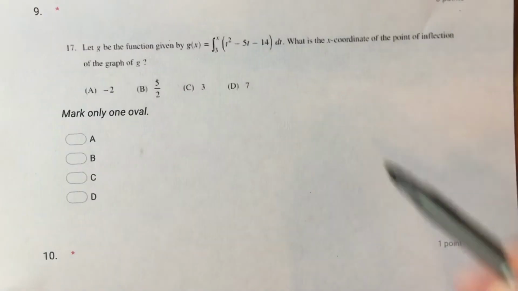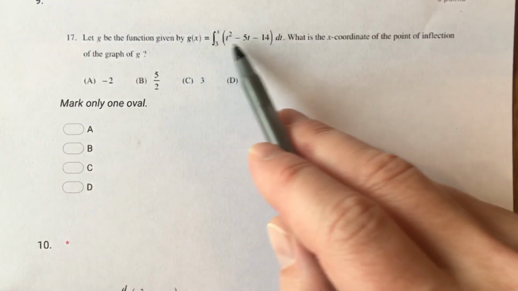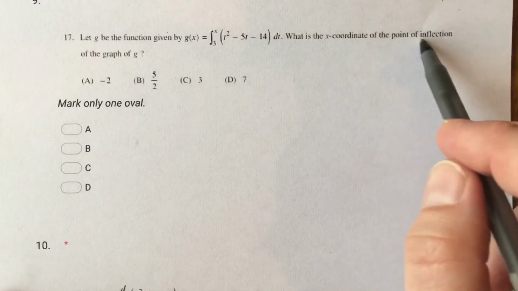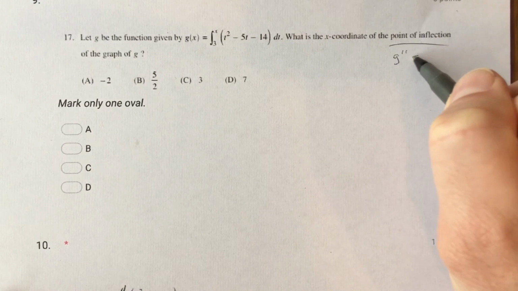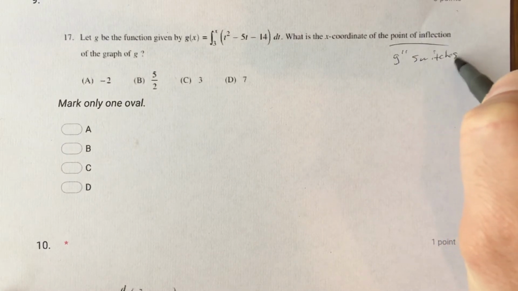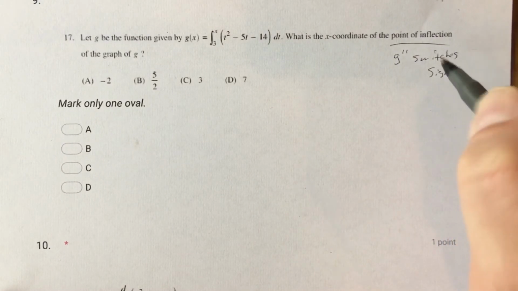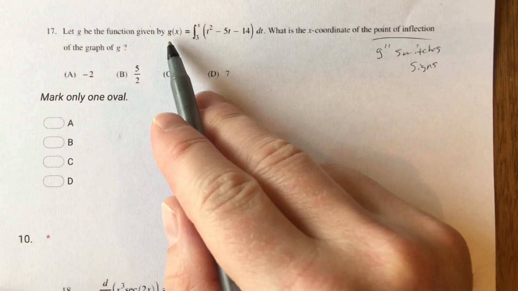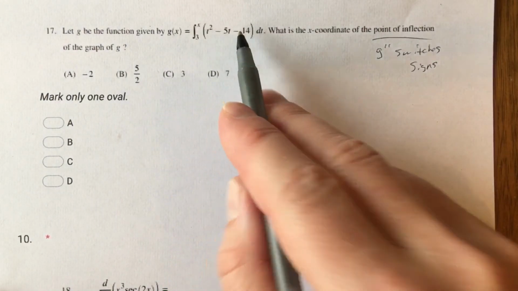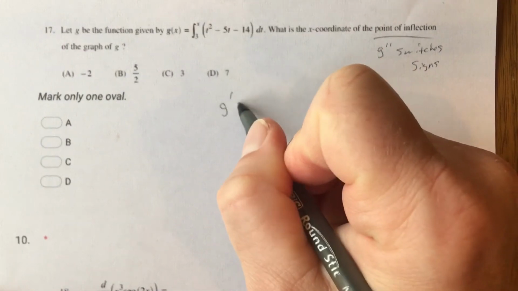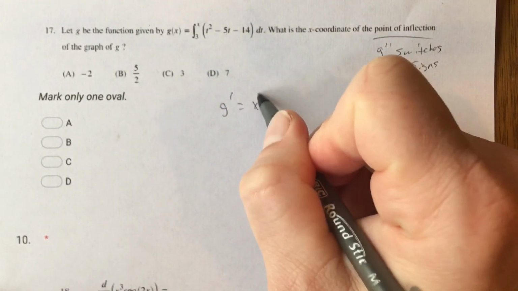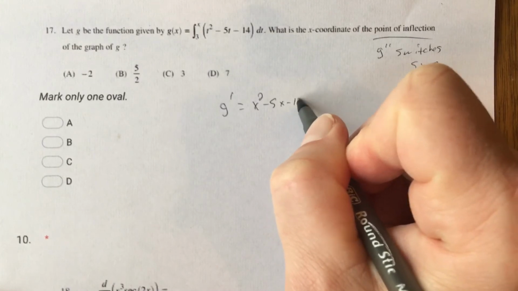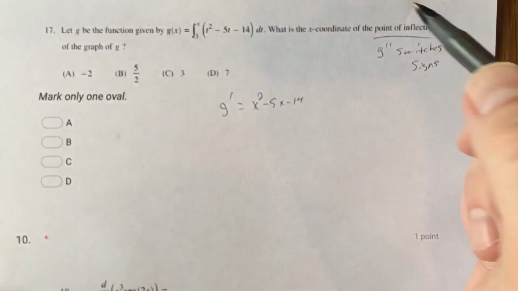All right, number 8 gives us a function g of x equal to this. They want to know what's the x-coordinate of the point of inflection. So a point of inflection is when your second derivative switches signs. So what we want to do is get the second derivative going here. So g of x was this integral. So g prime would be the derivative of the integral, which cancels, and gives us x squared minus 5x minus 14. We'll just let the x drop in for the t's.